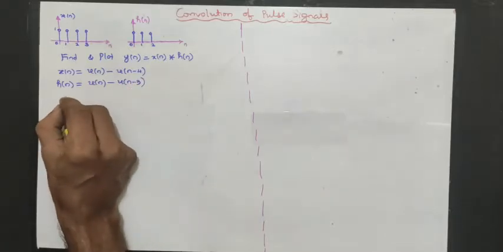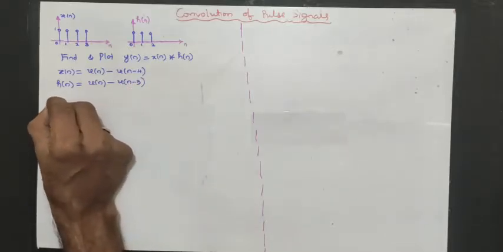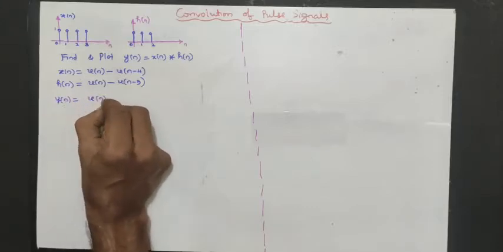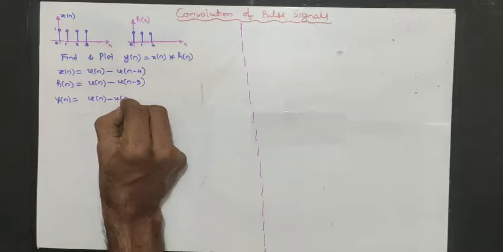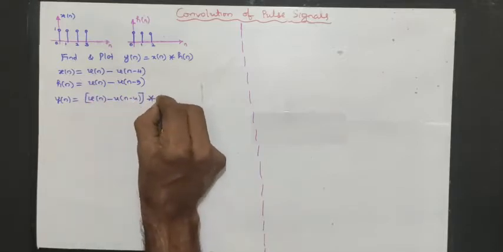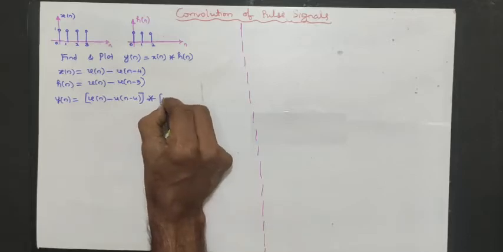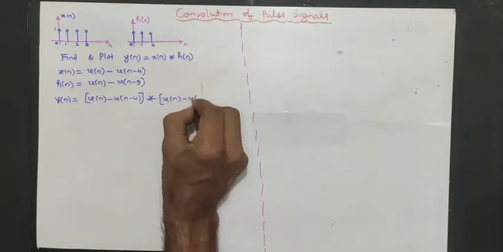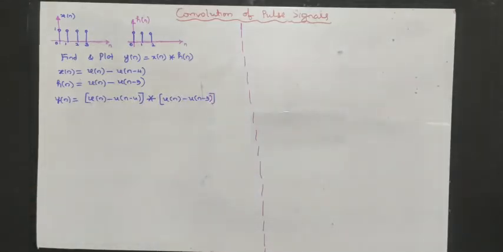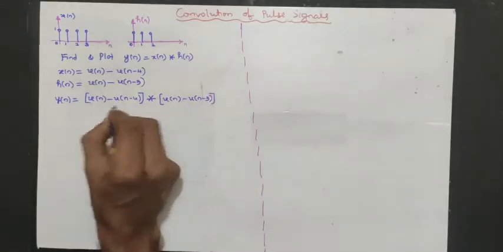Now I have to convolute these two. Y of n, which is x of n, u of n minus u of n minus 4, convoluted with u of n minus 2 minus u of n minus 3. Now take this inside.